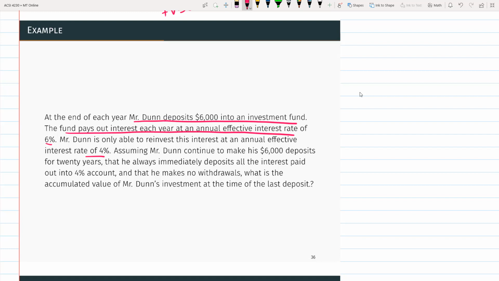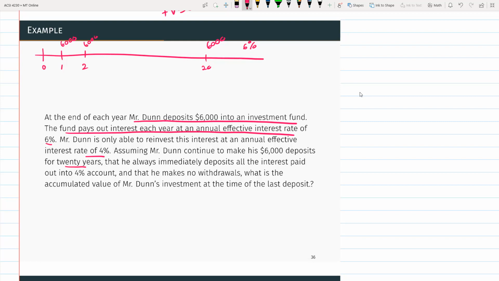So at the end of each year, Mr. Dunn deposits 6,000 into the investment fund. Okay, so how many years? For 20 years. Then the fund pays out interest each year at an annual rate of 6%. Okay, so the rate I should use here is 6%, it's effective rate. Then Dunn is only able to reinvest this interest at an annual effective rate of 4%. So what is that person going to do? Reinvest the interest.